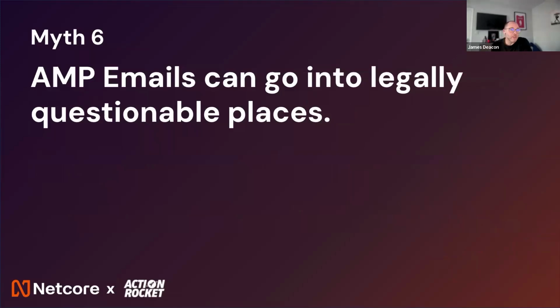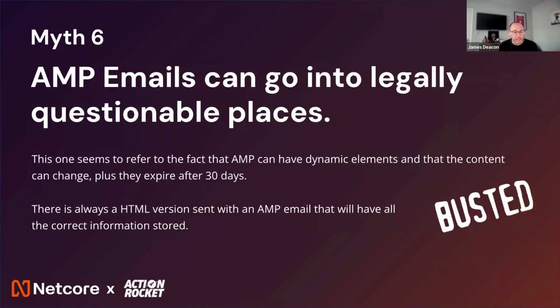And then myth 6, I think this was probably one of the early day myths. I think so, yeah. Not as much anymore, but AMP emails can go into legally questionable places. We all love a legal question. So we have this as busted because, probably alluding to the early days of AMP, there was concern that some emails would have dynamic elements that would change content-wise, expire after a certain amount of time, perhaps deem one price and then another, depending on the time period. But as we've alluded to before, there's always an HTML version sent with an AMP email anyway that ultimately will have the correct info and be the fallback after a period of time if needs be.